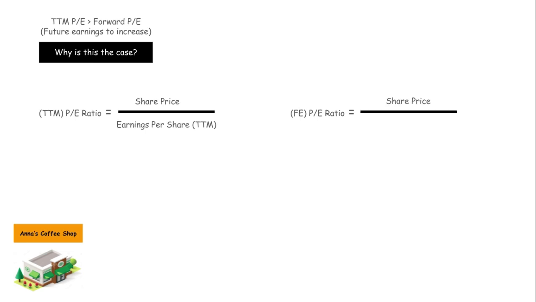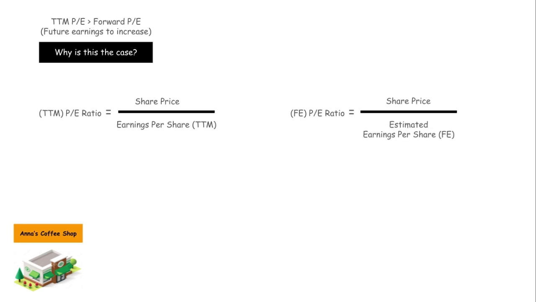So we have established that when the forward price to earnings ratio is lower than the trailing price to earnings ratio, investors are expecting a company's future earnings to increase. But more importantly, why is this the case? First, let's consider the trailing 12 months price to earnings equation, where the share price is divided by the trailing 12 months earnings. Now we must also look at the forward price to earnings, where the share price is divided by the estimated future earnings.